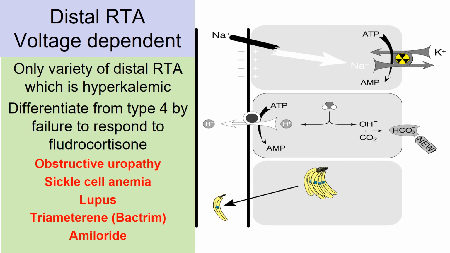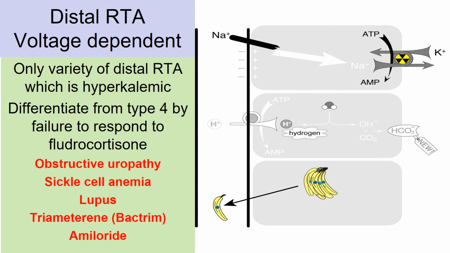In these patients, the level of aldosterone will normally be high, and they will not respond to fludrocortisone, which should reverse a typical type 4 RTA because of the hyporenin, hypoaldo state. So that's usually very rare, and it's usually associated with some predisposing condition which leads to a voltage-dependent distal RTA.